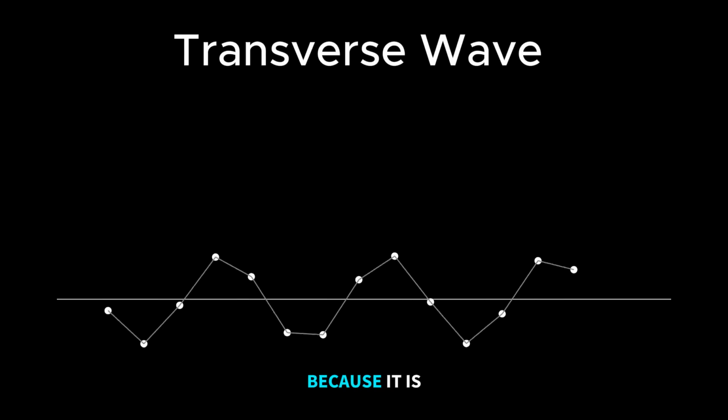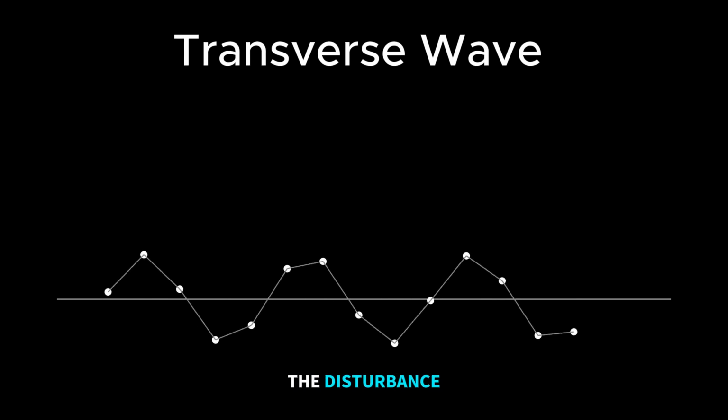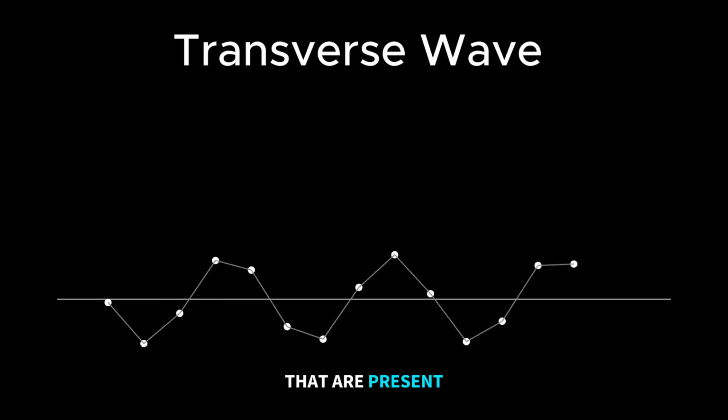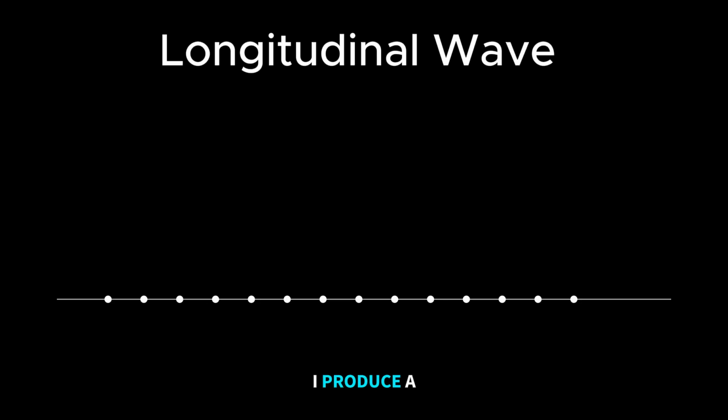Now it is a wave because it is not just a single particle that is getting the disturbance. The disturbance is propagating through the particles that are present. Now, there's another special kind of wave that is called a longitudinal wave. Now, how do I produce a longitudinal wave? Instead of making the first particle that is on the left vibrate vertically, why not make it vibrate horizontally so that it shifts left to right, left to right, left to right?